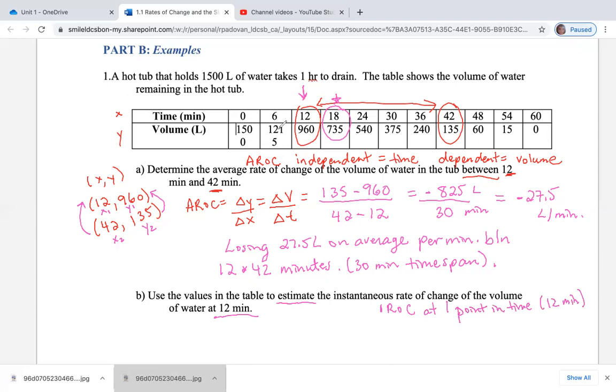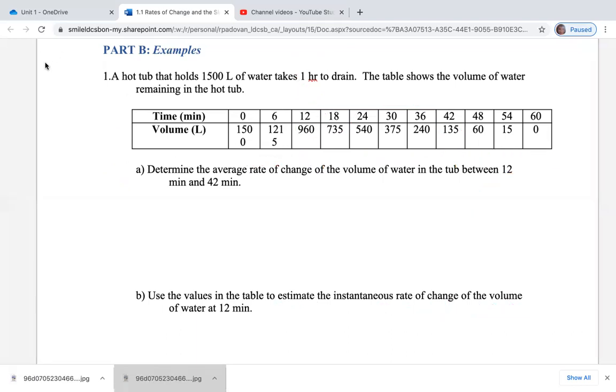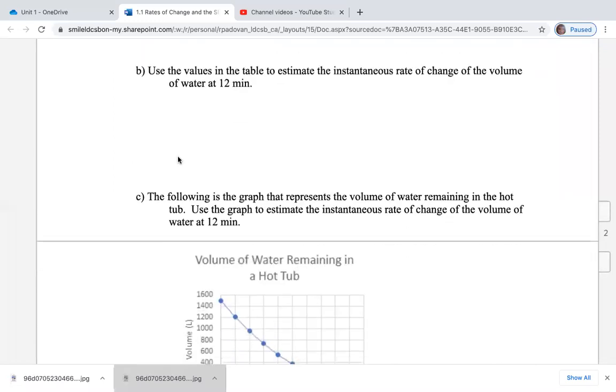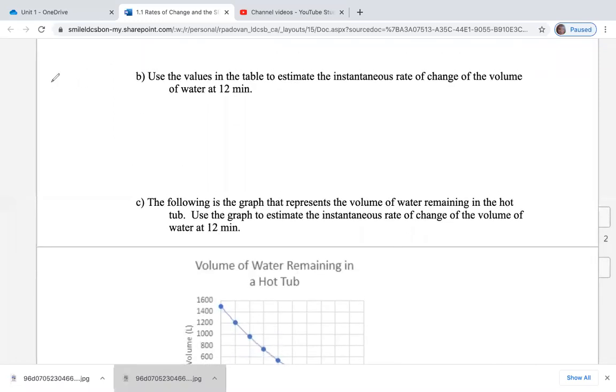So I need to choose to the left of it or to the right of it, whichever is closer. If you want to write that down, I'm going to write down my points here. Before I move this, we're at 12 and 960 and 18 and 735. Okay, let's rewrite those points. I have minutes as 12 minutes with 960 liters. And then I'm choosing the one to the right of it just randomly. I could have chosen the one to the left and went with 6 minutes, but 18 and 735.